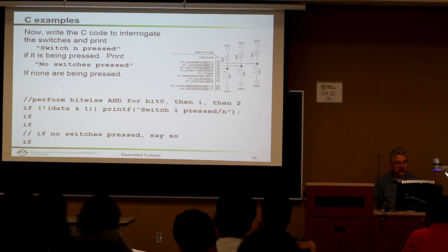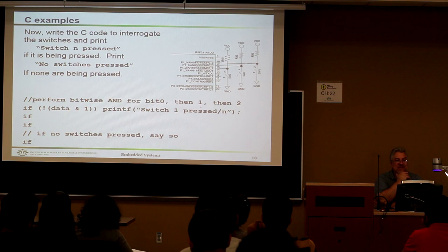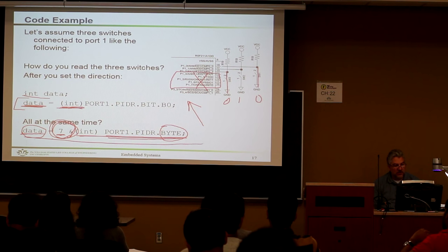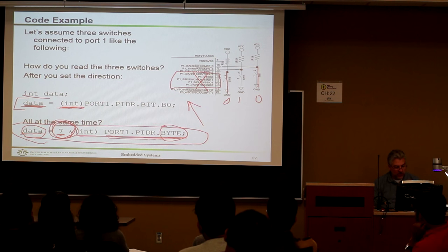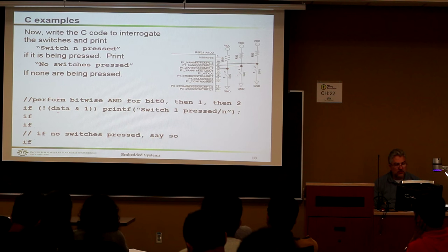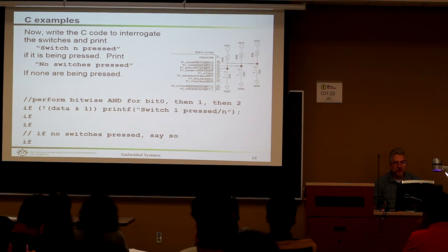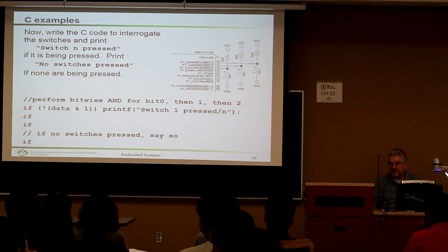So what I want you to do is to think about, if I had this code from earlier, this one right here, what code would I need to write here to be able to identify the functionality that I'm asking for, like switch 1 pressed, switch 2 pressed, switch 3 pressed. And, oh, by the way, notice that if we press multiple switches, will we have multiple lines printed? Yes, why is that? Because we have if, no else in there. So take a few minutes and write that code for me.